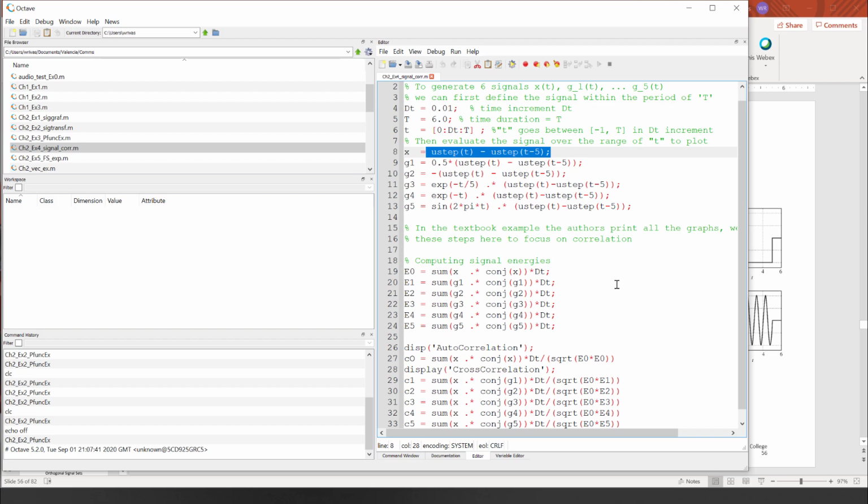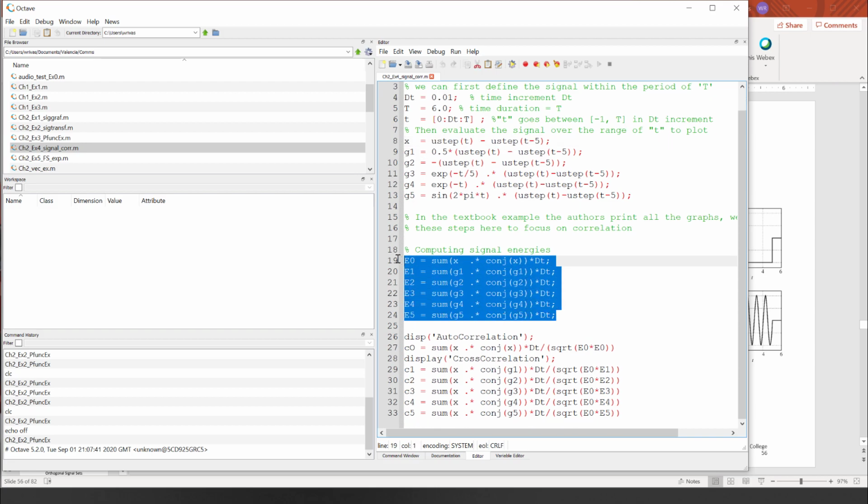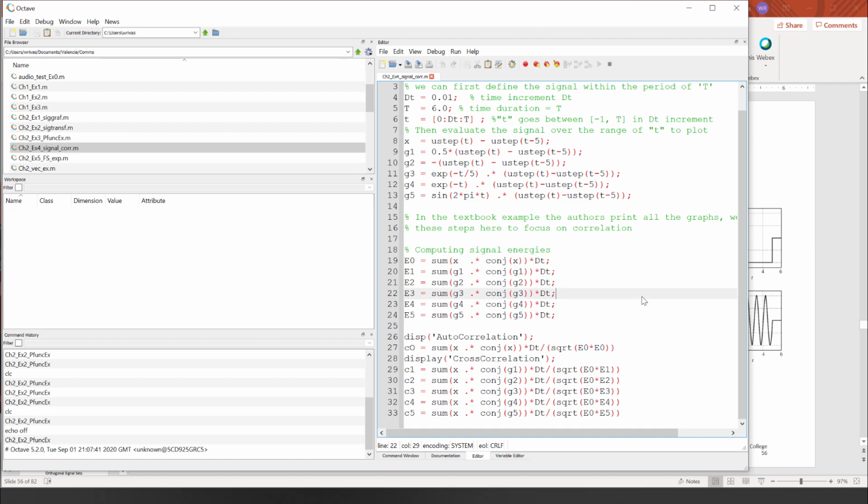We can calculate the energies of the signal. That's what we're doing between lines 19 and 24 for all the signals. It's nothing but the sum. And notice how we use the conjugate function to make this generic in nature. So this code is generic, and our functions right now are real functions. But if they were complex, this would take care of it. So this code takes care of the general term.